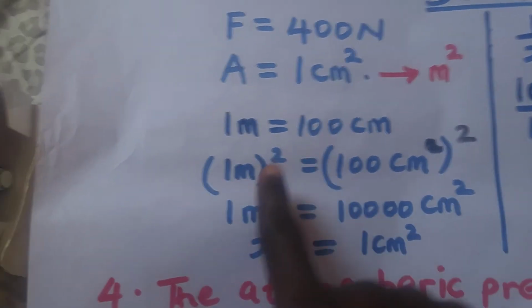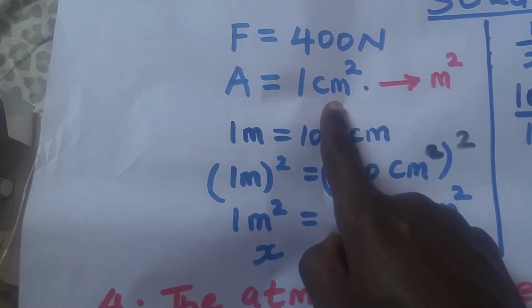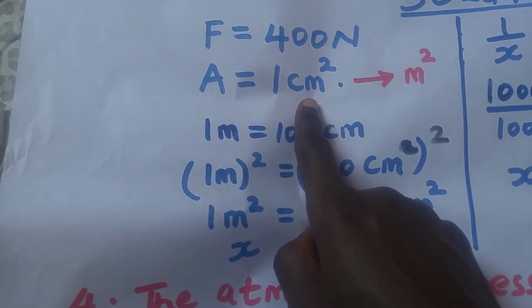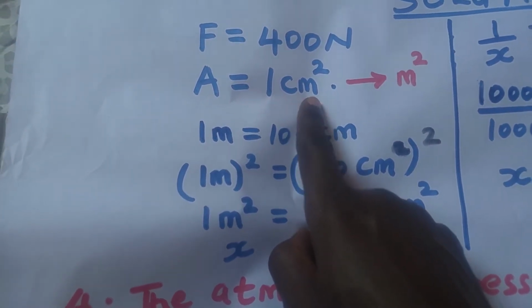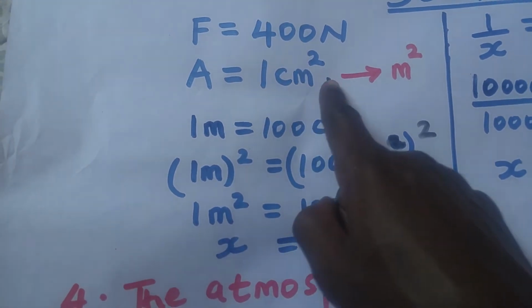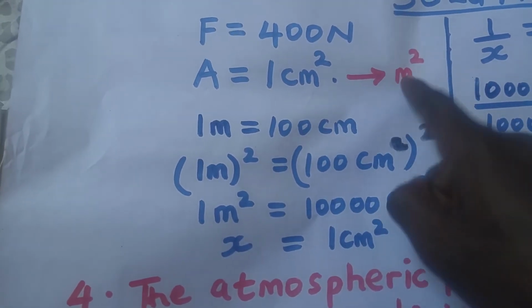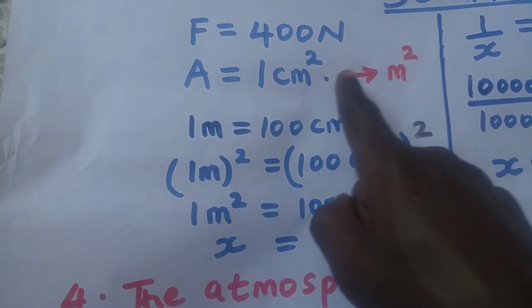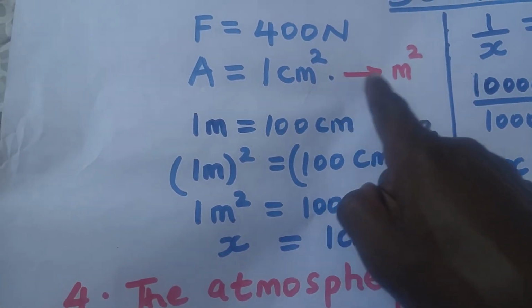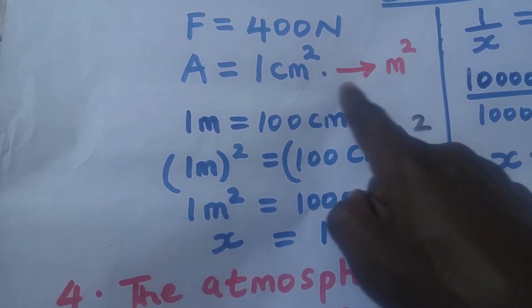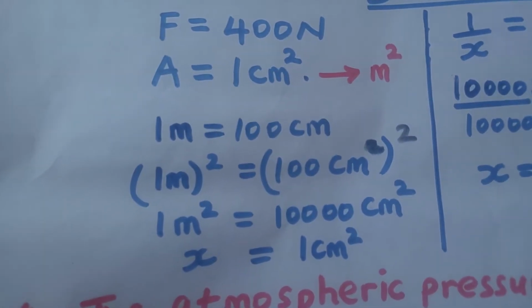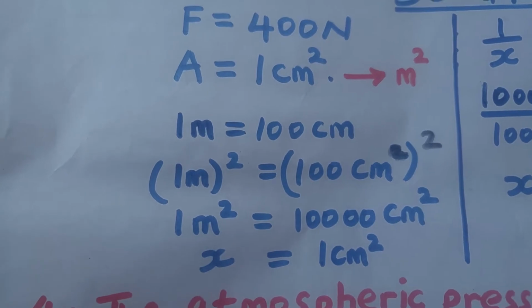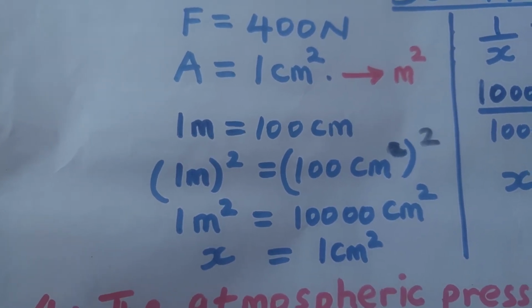So this area is in centimeter squared, but the SI unit of area is not centimeter squared, but meter squared. So we are supposed to change this centimeter squared into meters squared. You see, that's why I'll put this information, this red part, that you are supposed to change this into that. Now, for you to change units from one to another, you must know which one is bigger.